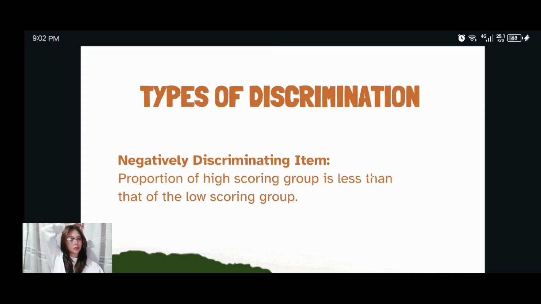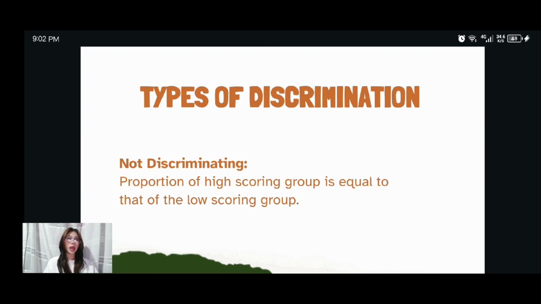So next is we have the non-discriminating. This will be the last part of the three types of discriminating items. So we have the not discriminating items.